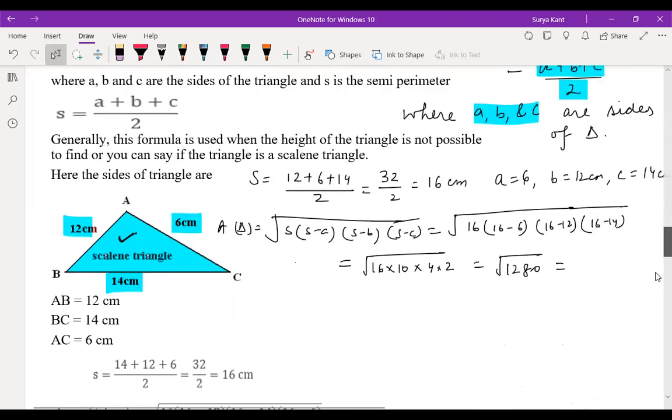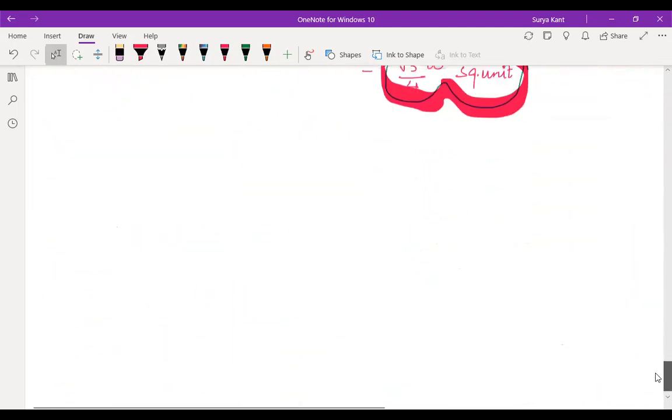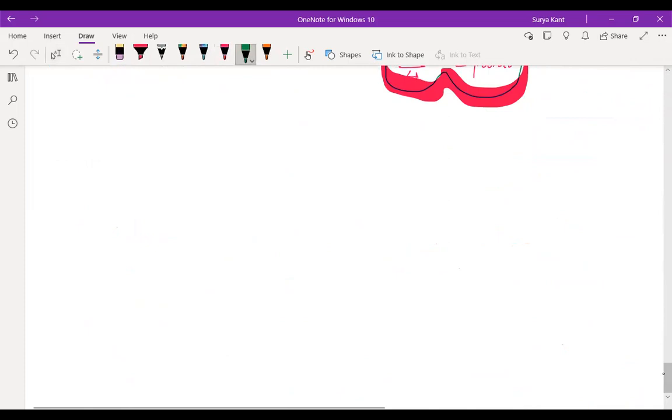So now, we have not reached Heron's formula till now. Now I'm just telling about Heron's formula. Heron's formula is used to find the area of any kind of triangle, in which we know all the sides. Suppose this is 8, this is 10, this is 12. Now we are using Heron's formula.